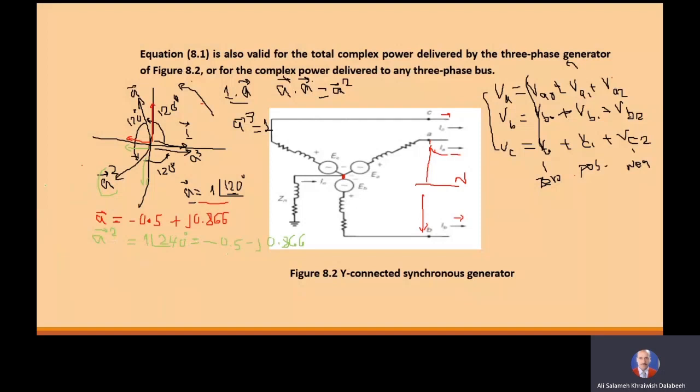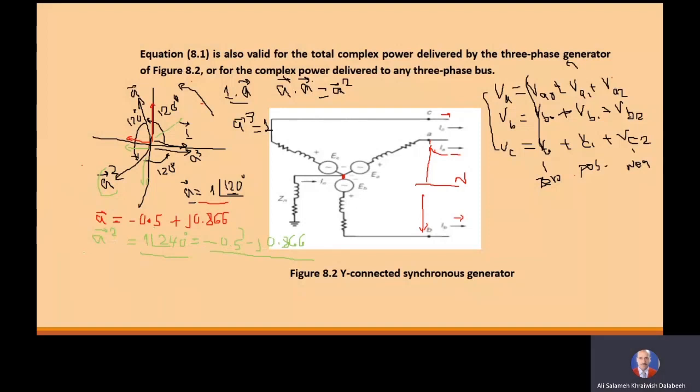It has also two forms. This is the first form, and this is the second form. 1 multiplied by the cosine of the angle 240 degrees is equal to minus 0.5, and 1 multiplied by the sine of 240 degrees is minus 0.866. Yes.